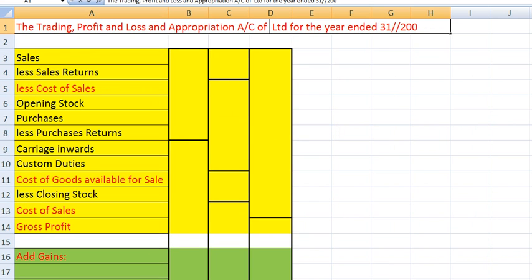I'm going to just fit it in here. So Core Limited for the year ended, this one is the 31st of December 2009. Easiest marks in the paper must always be there.